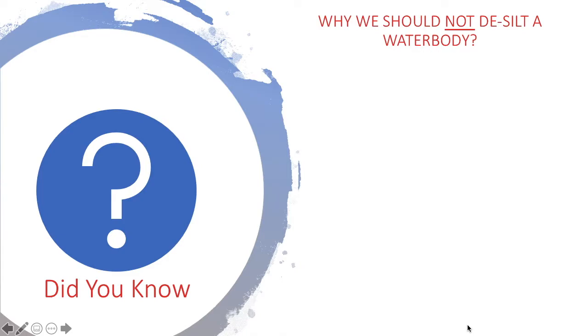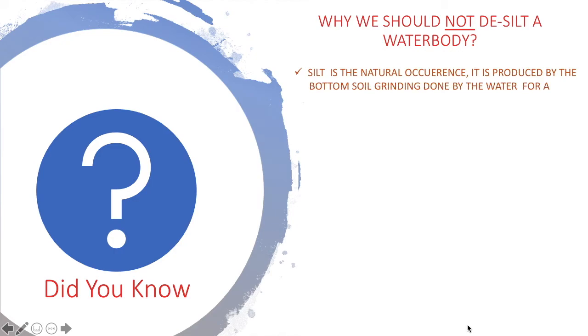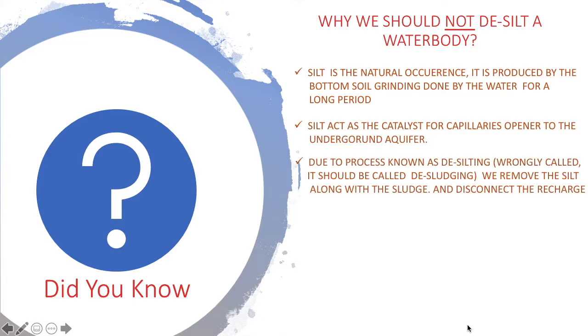So once the silt particle is created by the water body, it is further used as a catalyst for the opening of the soil capillaries to the underground aquifer, right? So it gets the soil capillaries opened up so that the vertical movement of water can start between the aquifer and the surface water body.